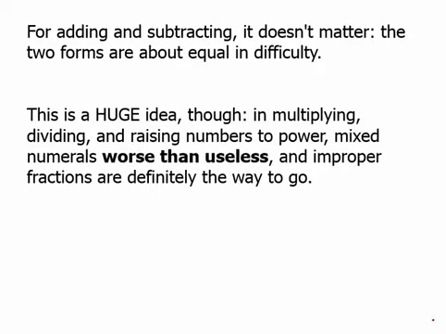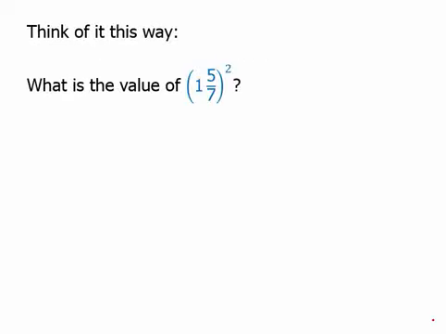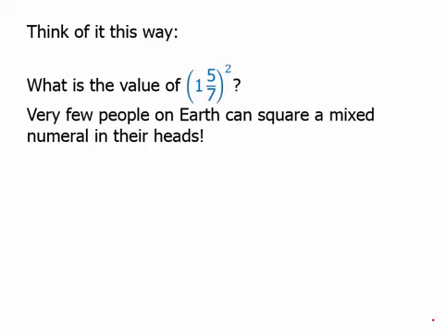What do I mean by that? Worse than useless. Think of it this way. What is the value of 1 5/7 squared? Now you see, if you think about that in terms of mixed numerals, first of all, very few people on earth could square a mixed numeral in their head correctly. And most people, if they tried to do it, would do something like square the 1 and square the 5/7 and add those together. In other words, almost anything that they would try would be wrong. And so it's an invitation to make thousands of mistakes because it's almost impossible to do it correctly.